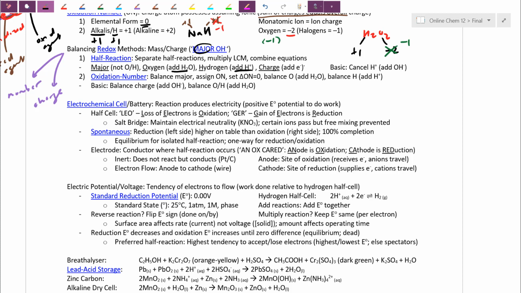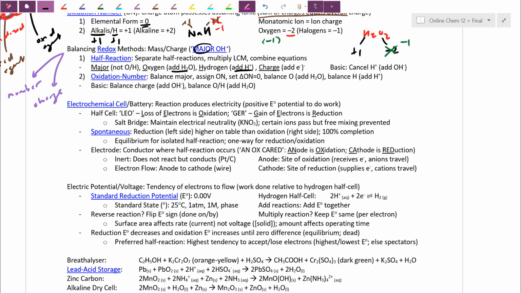And then when we have the two halves and we want to put them back together, you can actually just do lowest common multiple. We try to do it in such a way that all the electrons end up getting picked up, and therefore it's not charged overall. Okay, so that's the half reaction method.